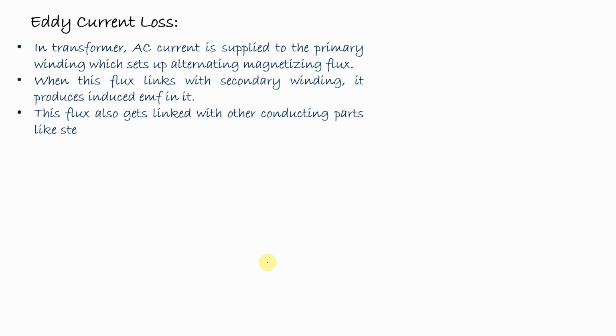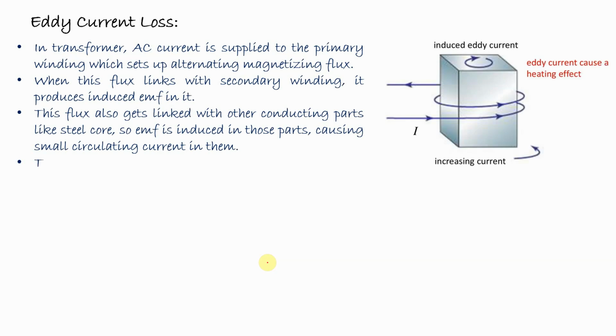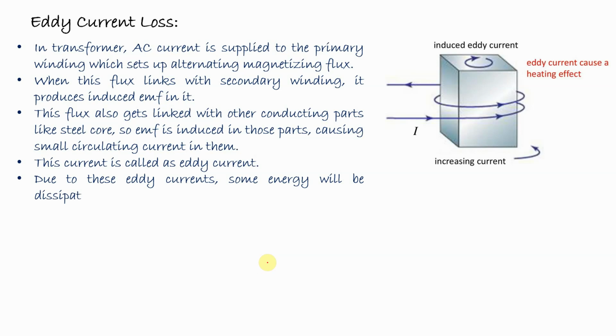But here the flux also cuts the core of the transformer. And remember, the core of the transformer, which is made of silicon steel, is also a good conductor of current. So the alternating flux circulating through the core material will also induce an EMF in the core of the transformer. This is according to Faraday's law of electromagnetic induction, because the rate of change of flux will also cut the core material, and the core material is also a good conducting material. Therefore, the EMF will be induced in the core.